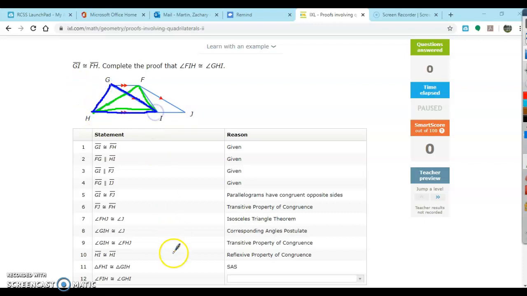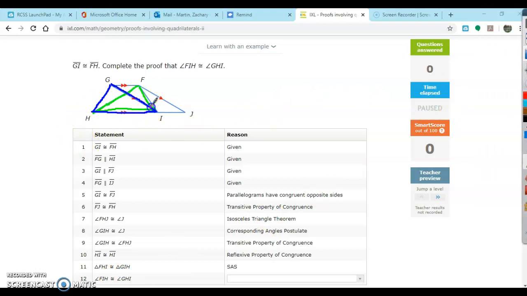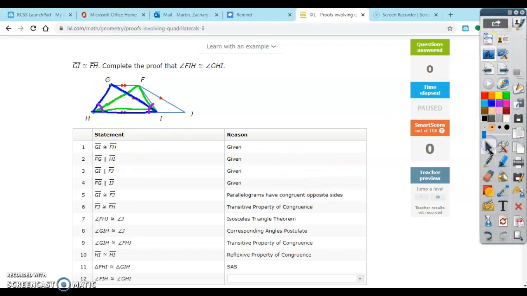If we know those triangles are congruent, then we know that the corresponding parts of those congruent triangles are congruent. Therefore, angle FIH, right there inside the green triangle, is congruent to angle GHI. So that's GHI right over here. Well, why? What's the reason for that statement? CPCTC comes to the rescue every single time.